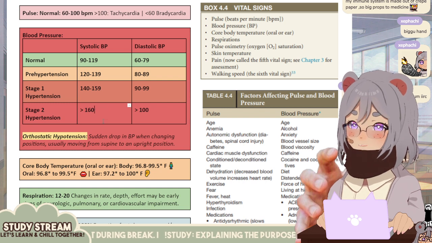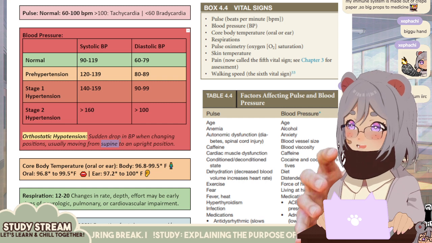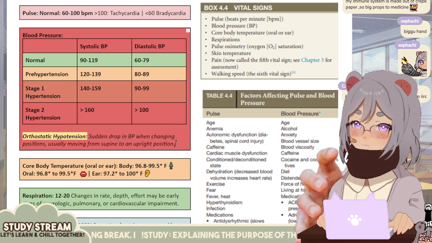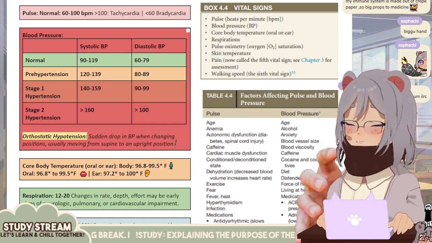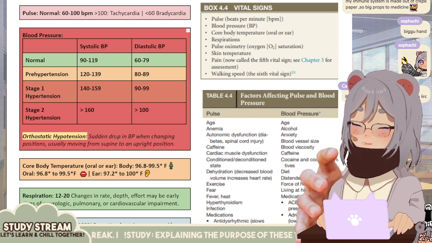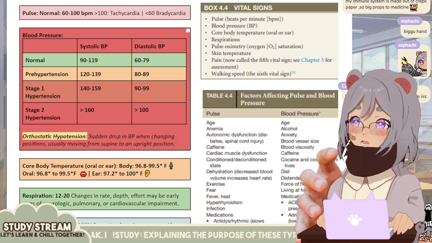And normally this is when someone's laying supine, or they're laying on their back, up to an upright position. So maybe someone's laying down and they sit up and they're like, oh, whoa, my head. You have the opportunity to check their blood pressure, and if you do see that sudden drop, then it's like, oh my goodness.